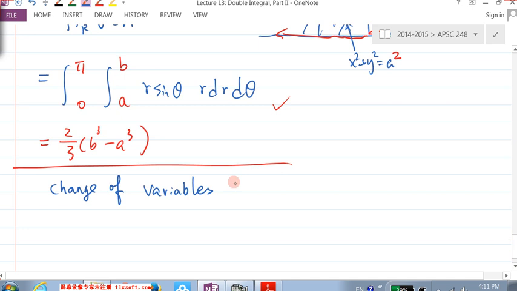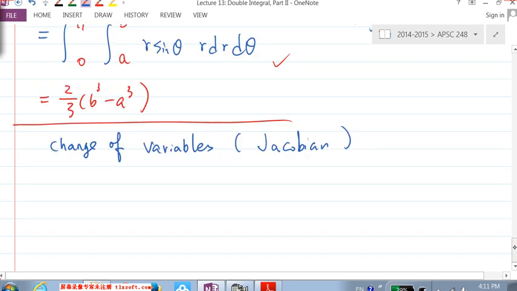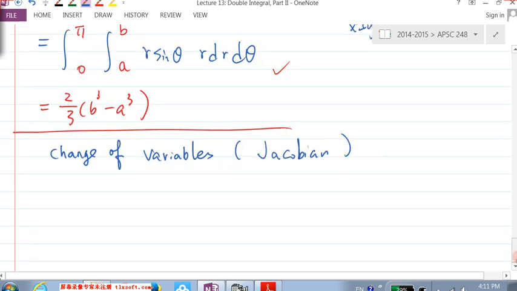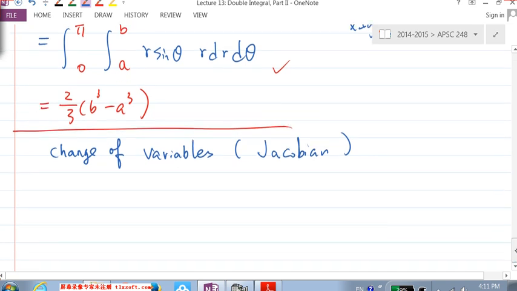Okay, change of variables. It will introduce this concept called the Jacobian. This Jacobian is not exactly the same as the Jacobian you learn in numerical analysis. Well, they're pretty much the same thing. I guess that shows how important this Jacobian is, though. You'll see it quite a bit in many other applications.